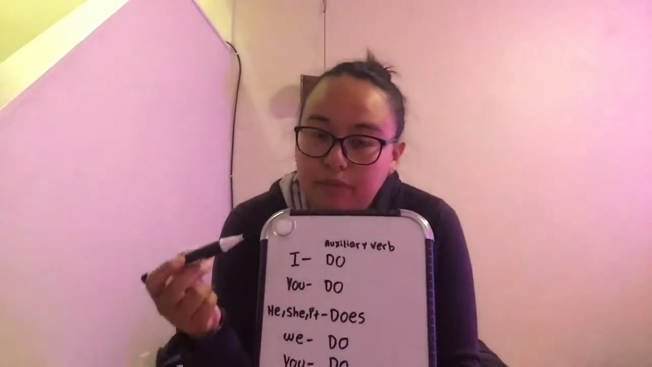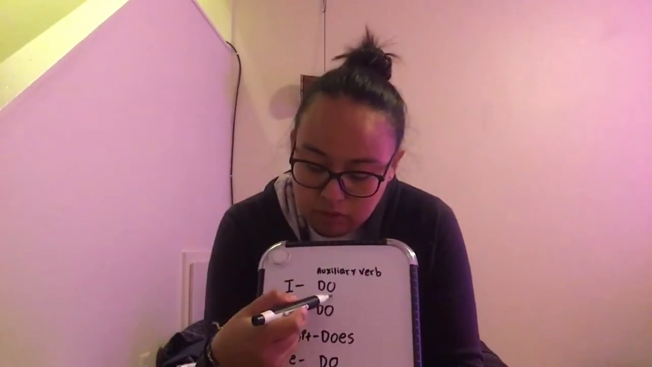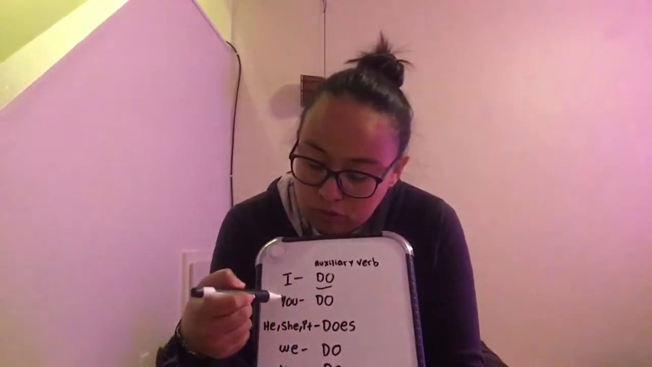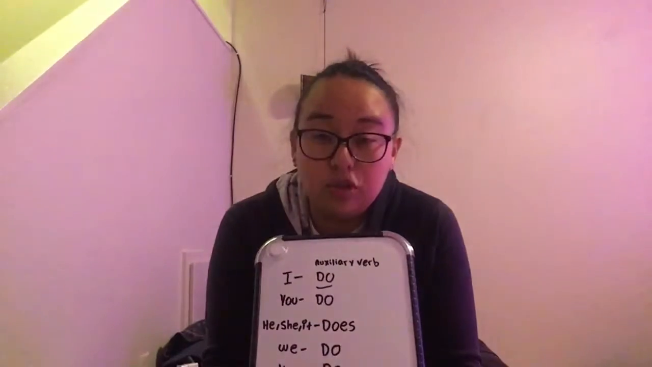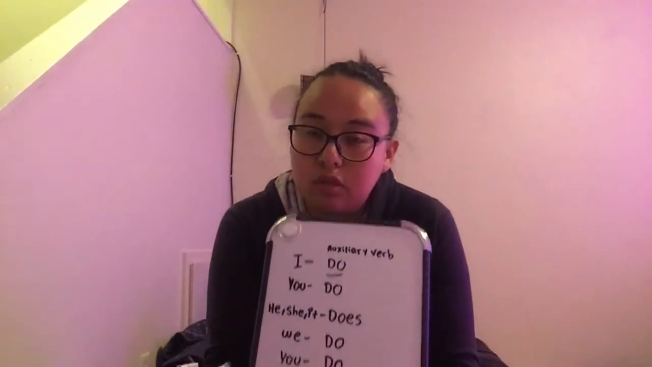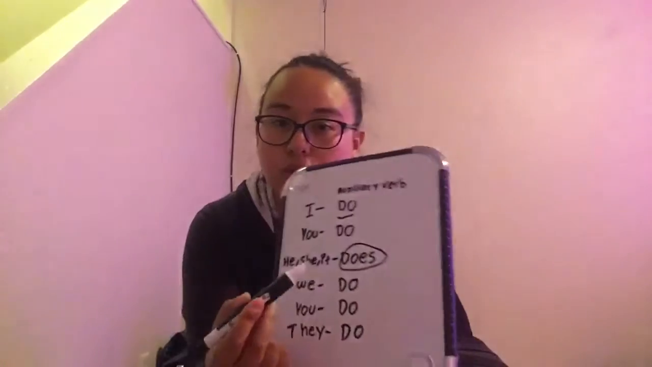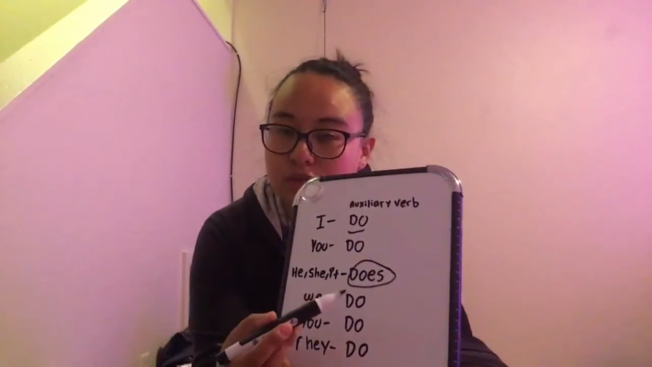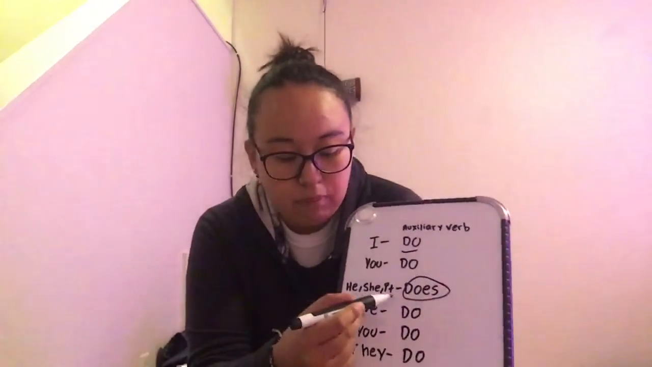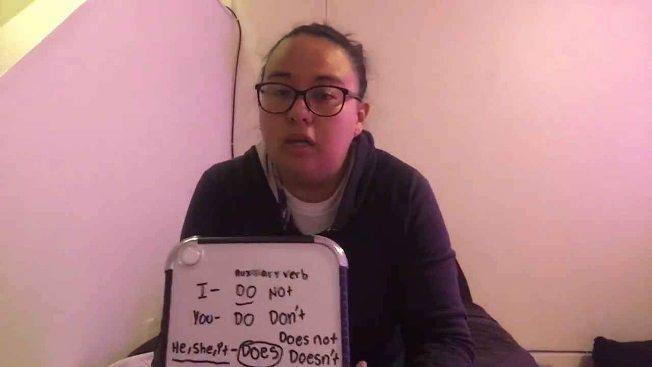For example, if you're using I, the auxiliary verb is going to be do. The same for you, for we, for you again, and for they. If you're talking in third person as he, she, or it, we have to use does. So does is just the auxiliary verb for these three people. That's the way we use it, for example, in questions or in affirmative.